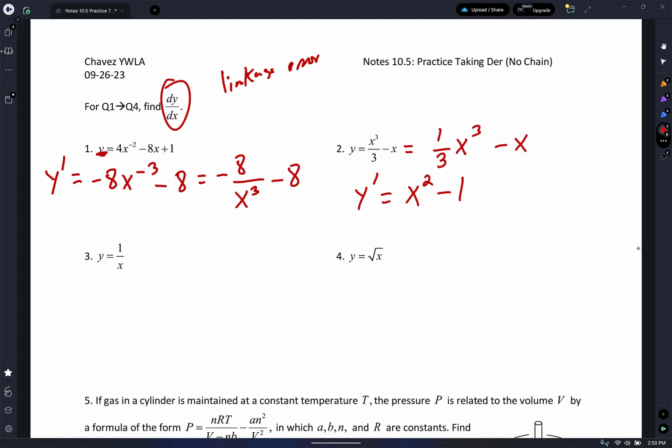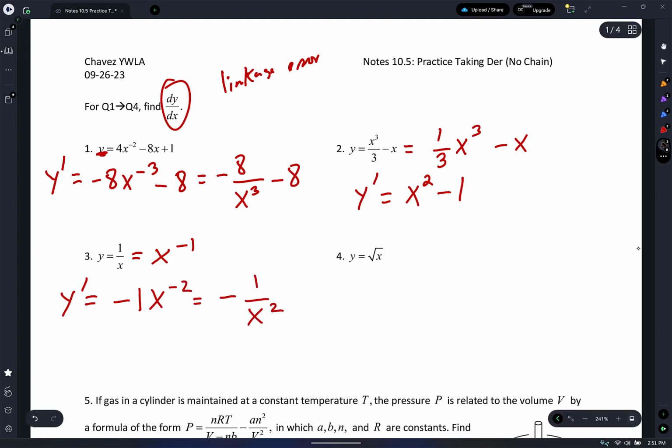Okay. Question 3. You could, if you wanted to, use the quotient rule. But usually, if you have a constant somewhere, you don't want to use the quotient rule. Just set this up like this, and then you can just use your power rule. You'll get the same answer you would have gotten with quotient. Y prime equals negative 1 x to the negative 2, which is just negative 1 over x squared.